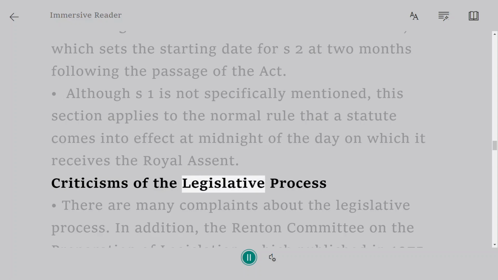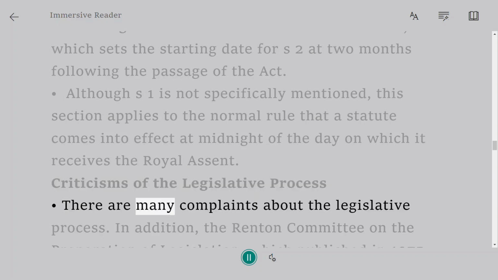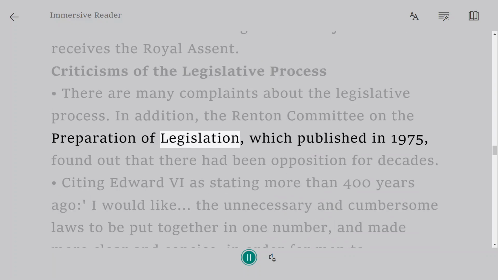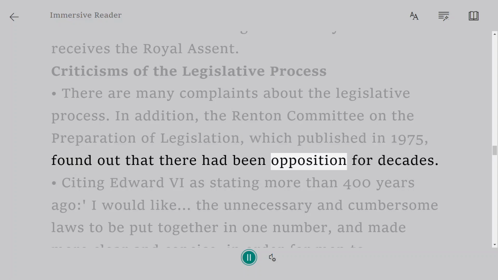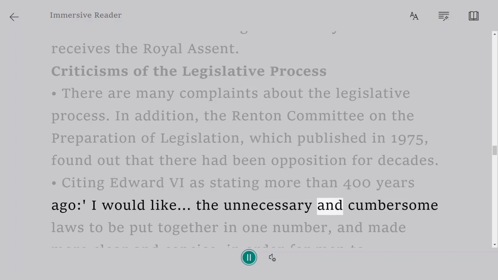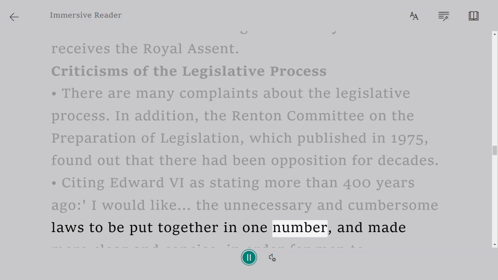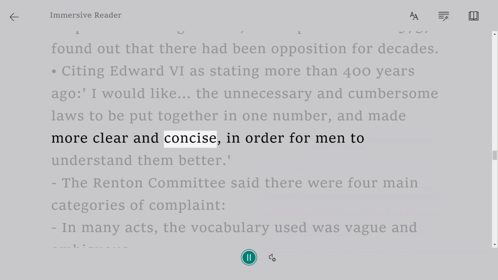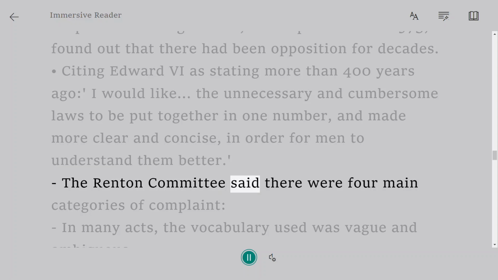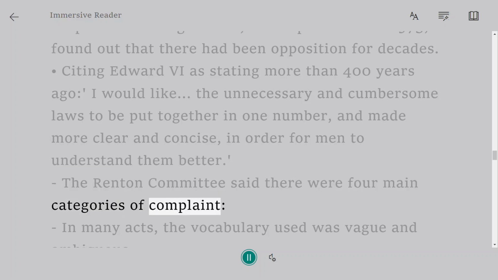Criticisms of the legislative process. There are many complaints about the legislative process. In addition, the Renton Committee on the Preparation of Legislation, which published in 1975, found out that there had been opposition for decades. Citing Edward VI as stating more than 400 years ago, "I would like the unnecessary and cumbersome laws to be put together in one number, and made more clear and concise, in order for men to understand them better." The Renton Committee said there were 4 main categories of complaint.